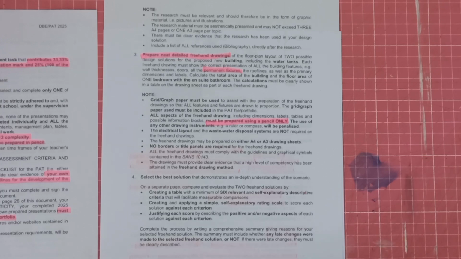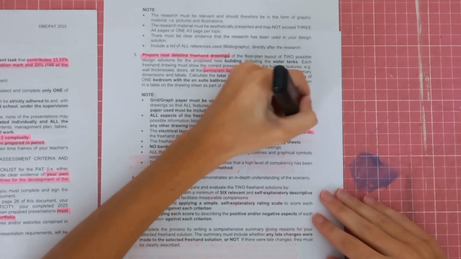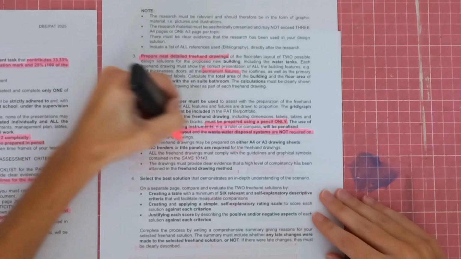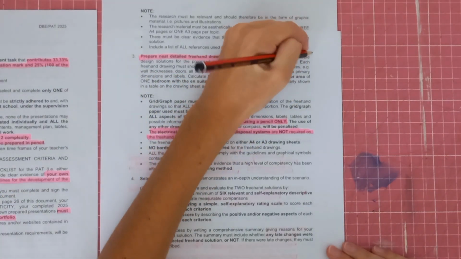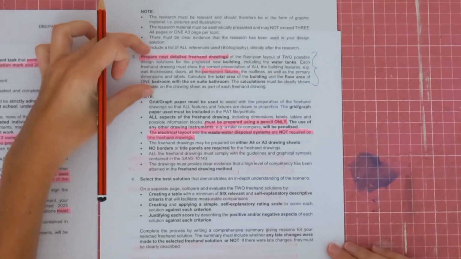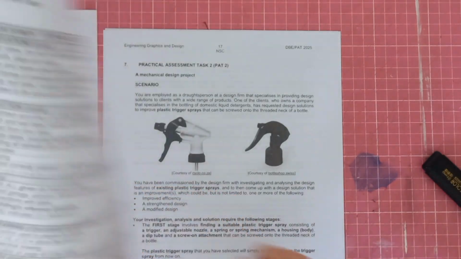The electrical layout and the wastewater disposal systems are not required on the freehand drawings, so you do not have to draw any of this. You just have to draw what they've mentioned in this paragraph here. And if you get stuck, just read it again and refer to the blocks here at the back.